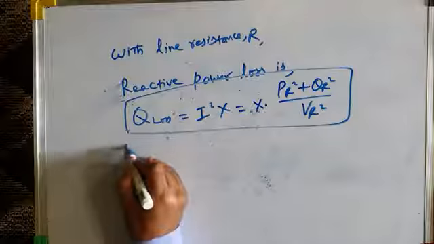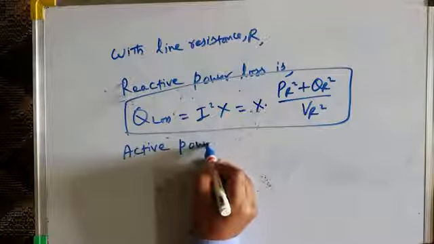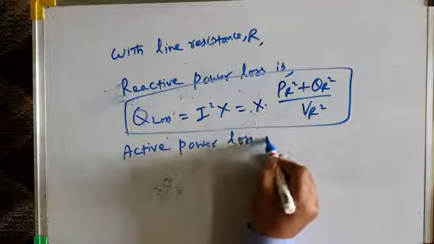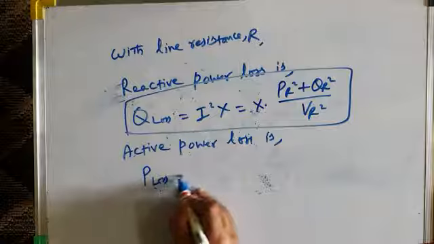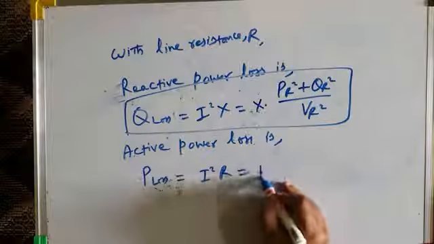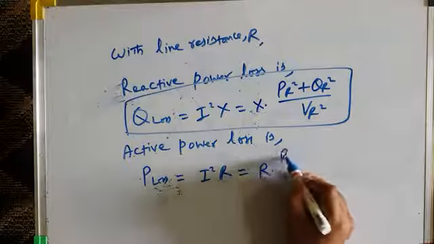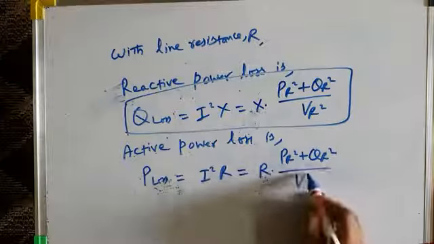And similarly, active power loss, which is also called copper loss. Active power loss, P loss, is given by I square R. We already know this is the copper loss. And it is given by line resistance R times PR square plus QR square by VR square.